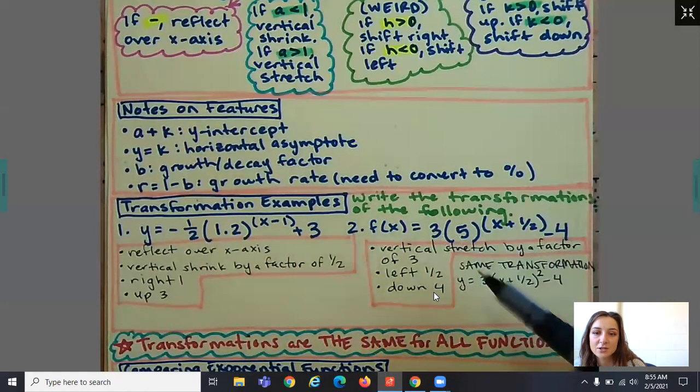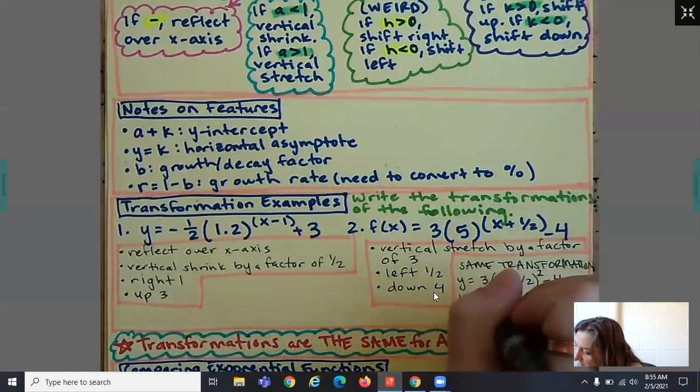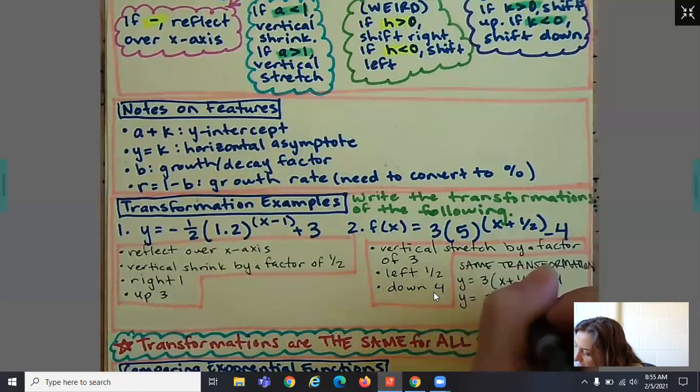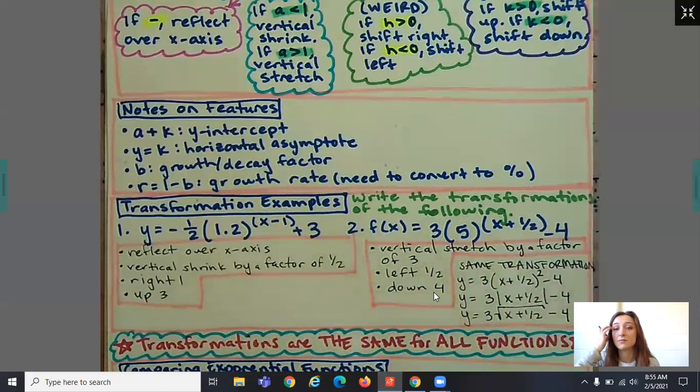We have the vertical stretch, we have the plus 1/2 with x, and then we have the minus 4. It's also the same transformations as the absolute value of x plus 1/2 minus 4, and it's the same transformations as 3 square root of x plus 1/2 minus 4. So these are the same transformations for all functions, and just keep that in mind with your a, your h, your negative out in the front, and then the k, the shifting up and down.